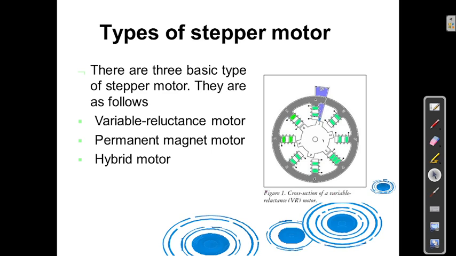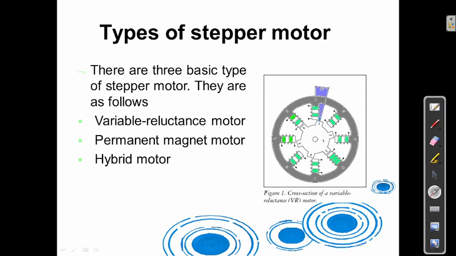Then we are going to see the types of stepper motor. What are all the types of stepper motor? The first one is the variable reluctance motor, then the permanent magnet motor, then the hybrid motor. This is the variable reluctance motor. Here you can see there are 6 poles: 1, 2, 3, 4, 5, 6.